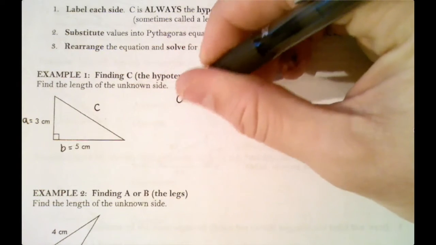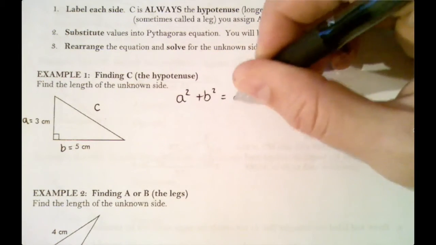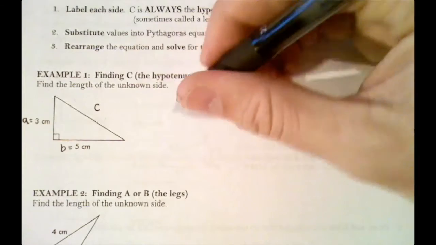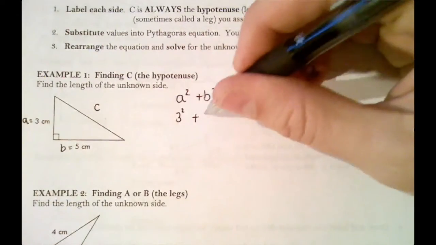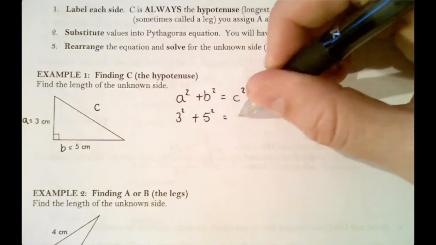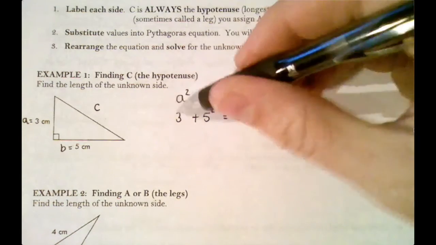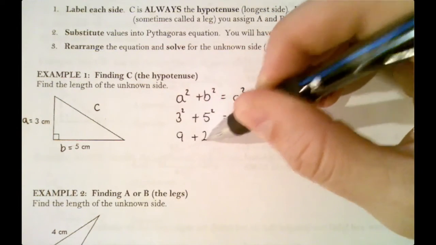So now we write Pythagorean theorem, a squared plus b squared equals c squared. Fill in what we know. We know A is 3, so we got 3 squared. We know B is 5, so we got 5 squared, and we don't know C squared. Now we can do a little bit of math. 3 squared is 9. 5 squared is 25.